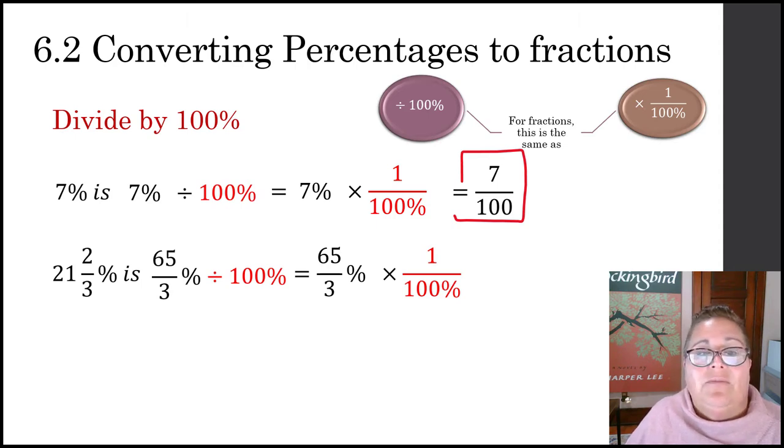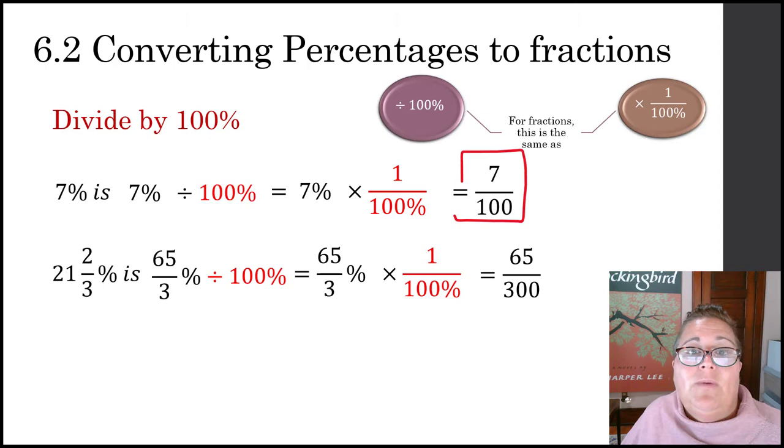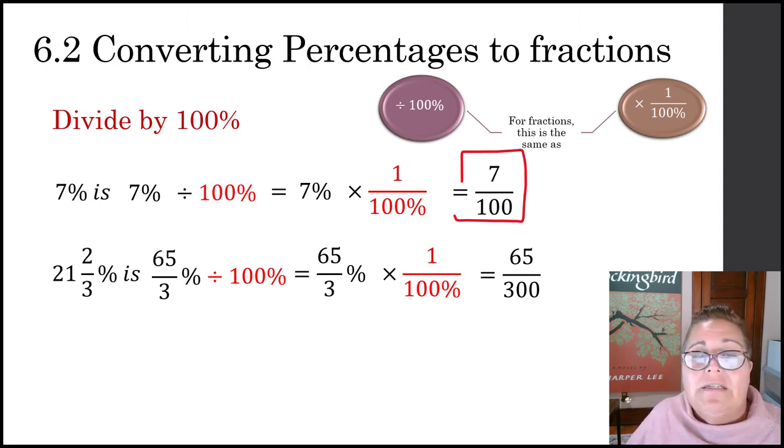This is going to give me 65 over 300. 65 times 1 is 65. 3 times the 100 is 300. And so I have 65 over 300. What I need to recognize here is that this will cancel. I can eliminate a 5 at least out of both of those. 65 divided by 5 is 13, and 300 divided by 5 is 60. So that gives me a fraction of 13 over 60.